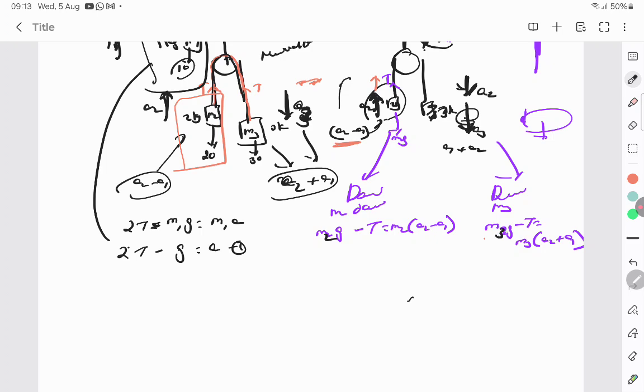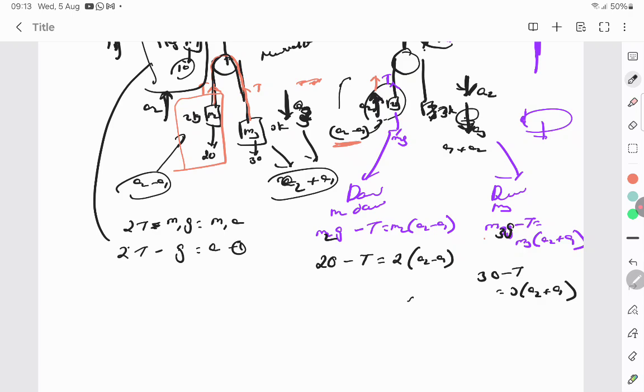This is M3G. You know the values, right? What is M2? Let's assume it is 2, so 20 minus T is equal to 2 into A2 minus A1. And this equation is with M3. M3 you know is 3 kg, so it's 3 into 10, 30 minus T is equal to 3 into A2 plus A1.